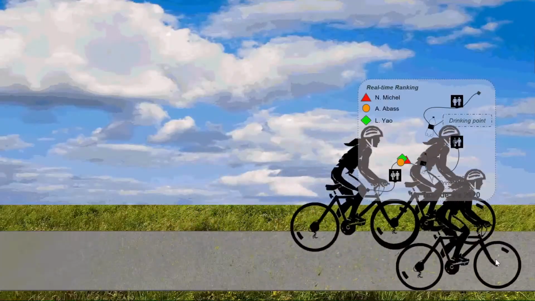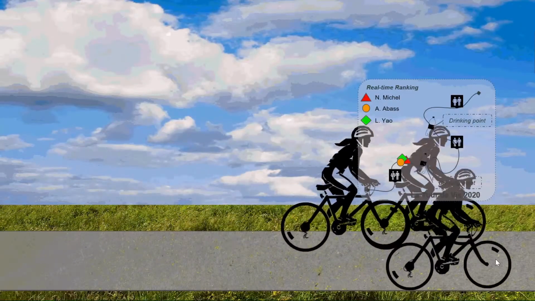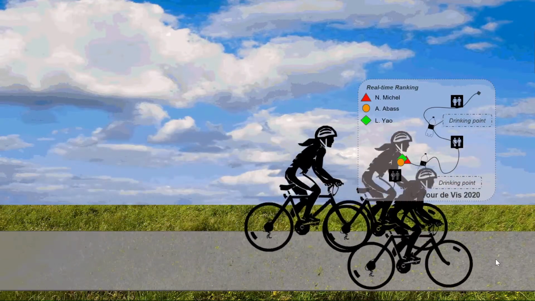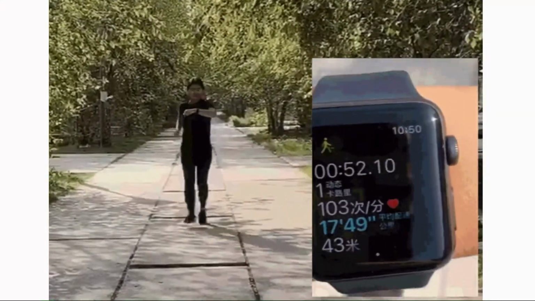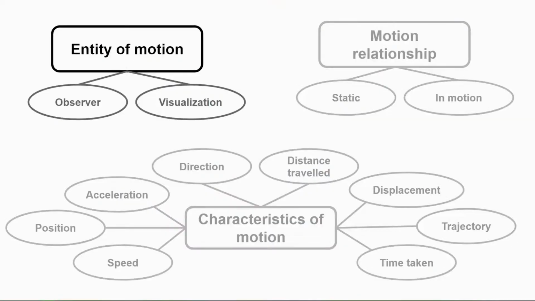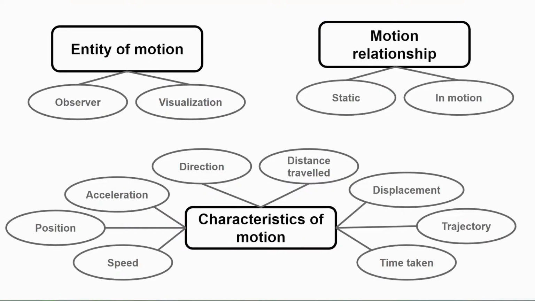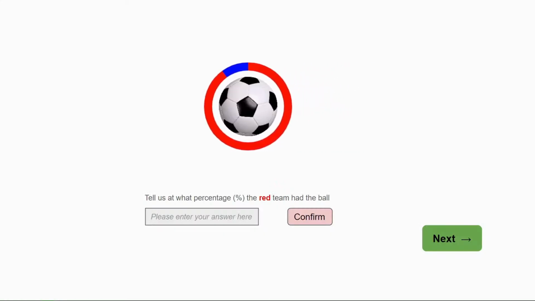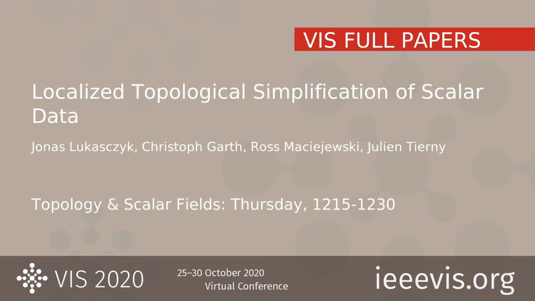Visualizations don't have to be static. In fact, sometimes it is the visualization that is static, but the viewer is moving. And sometimes both of them move. We present a first design space of visualizations in motion, an implementation of this design space, and we are working on a user study.